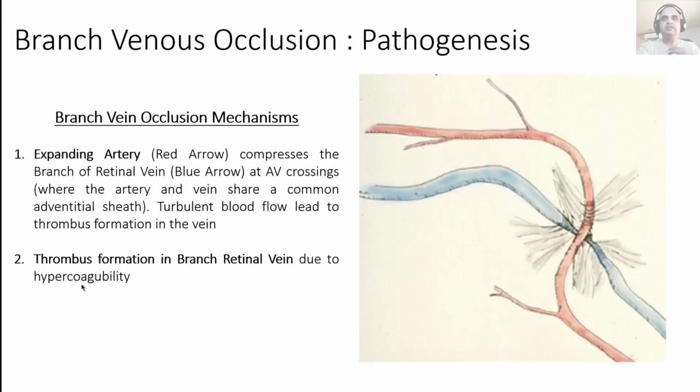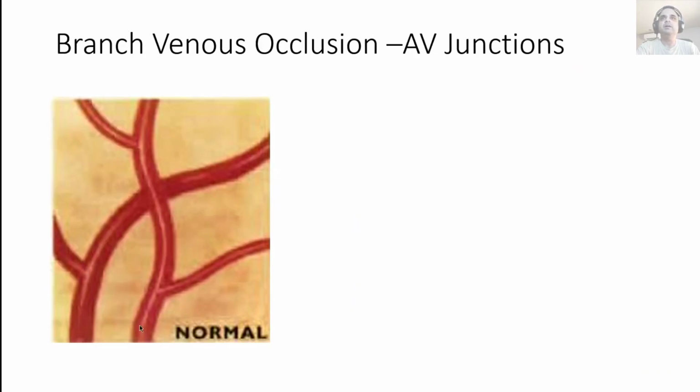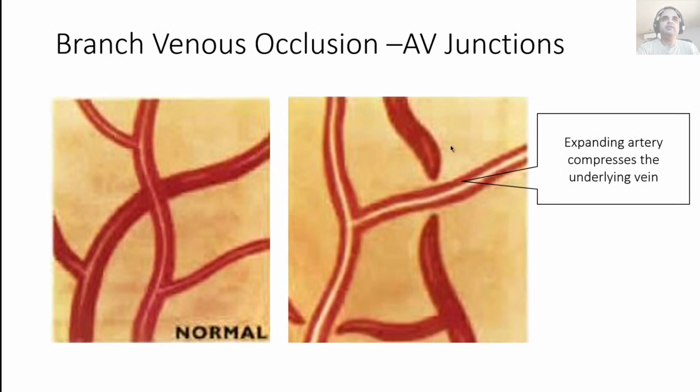This slide shows how a venous occlusion occurs at an AV crossing, i.e. a branch vein occlusion, and an expanding artery compresses the vein, which causes turbulent blood flow, which causes thrombus formation, which can cause a vascular occlusion. You can have thrombus formation directly in a branch retinal vein, and that could be because of hypercoagulability. The artery expanding by itself can also just cause venous occlusion at an AV crossing just because of its caliber and its compressive effect. So the red arrow is showing you the expanding artery, the blue arrow is showing you the vein that is being compressed by the expanding artery. This is a normal AV crossing, and this is how an expanding artery has now compressed the underlying vein.